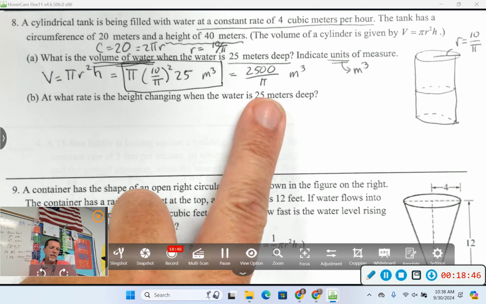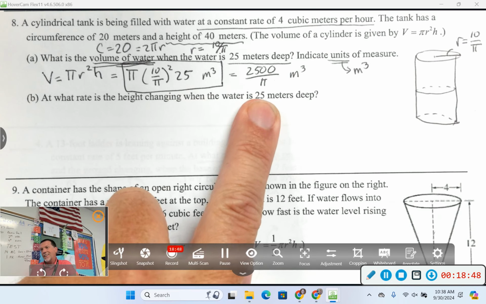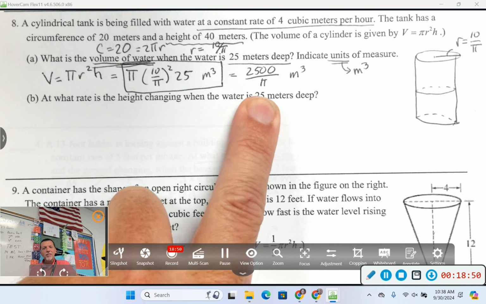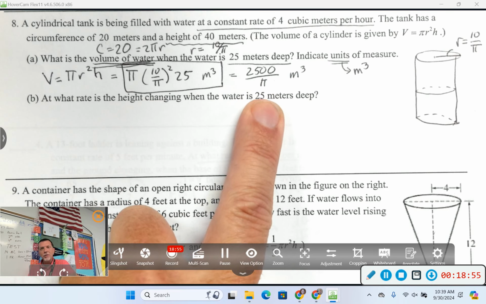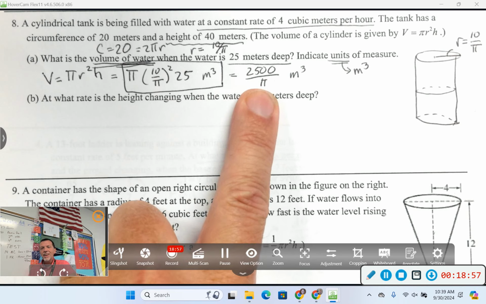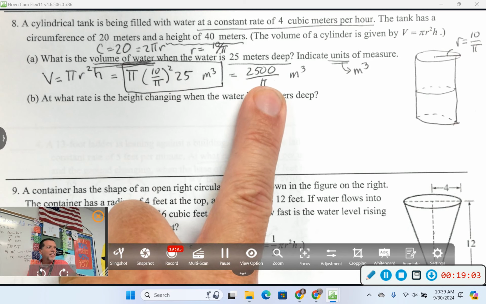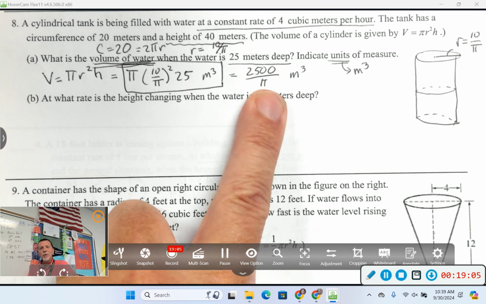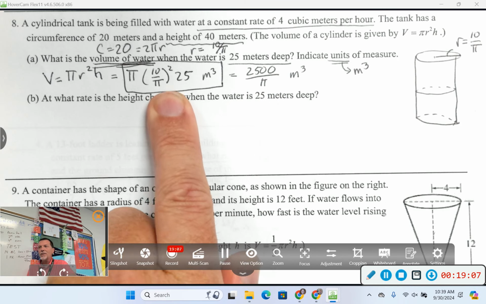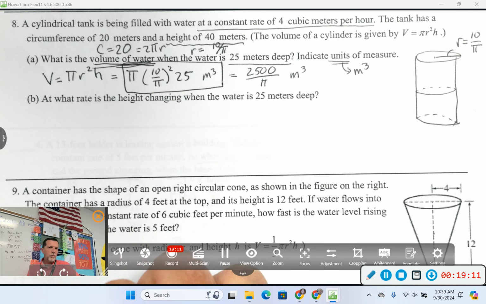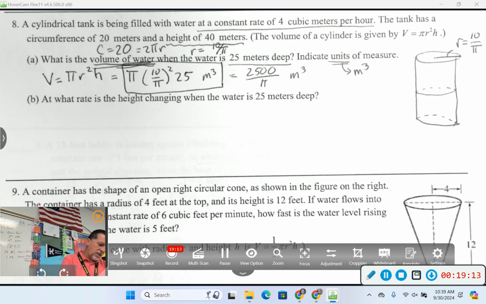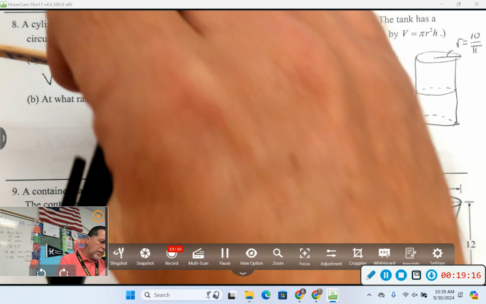This is what I have to do when I'm making the key for the test, like a little behind the scenes look here. I'll have to write that out because there will be a few people who do that. And of the people who do that, that's fine, but there will be a few of those people who mess something up. And so they'll lose a couple points, and they should have just stopped there and gotten full points. Alright, part B. At what rate is the height changing when the water is 25 meters deep?